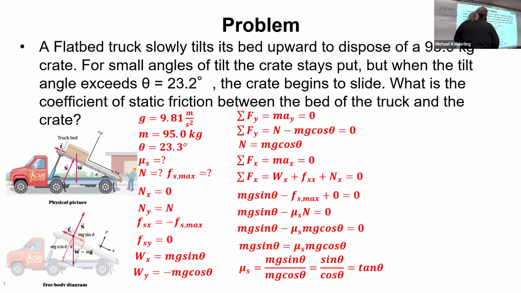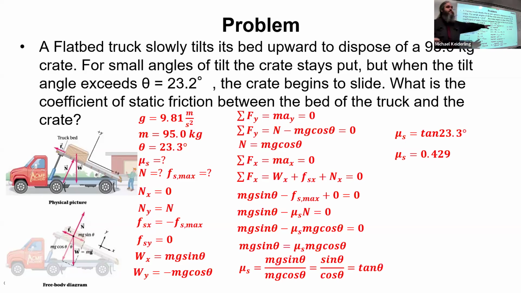So mg in both cases cancel, and you get sine theta over cosine theta, which is the tangent of theta. So it turns out mu static will be the tangent of 23.3 degrees. So you can literally just measure the angle at which something starts to slide, take its tangent, and that will be the coefficient of static friction for those two surfaces. And that's how you experimentally determine the coefficient of static friction. So the tangent of 23.3 degrees is 0.429.